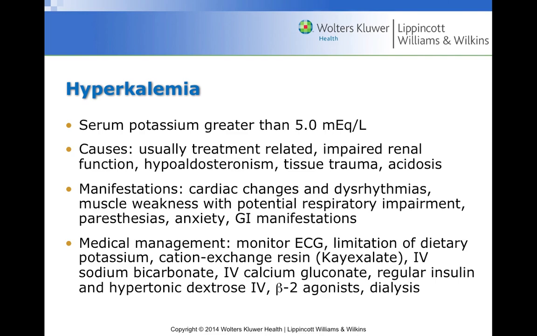IV administration of regular insulin and a hypertonic dextrose solution causes a temporary shift of potassium into the cells. Glucose and insulin therapy has an onset of action within 30 minutes and lasts for several hours. Beta-2 agonists such as your albuterol or Proventil or Ventolin are highly effective in decreasing potassium. However, their use remains controversial because they can cause tachycardia and chest discomfort. They move potassium into the cells and may be used in the absence of ischemic heart disease.